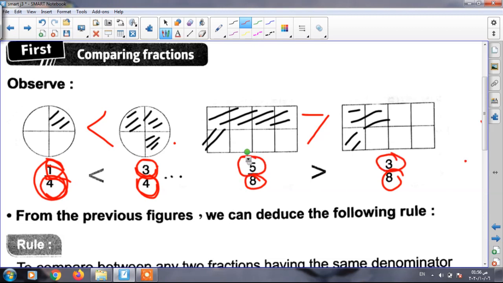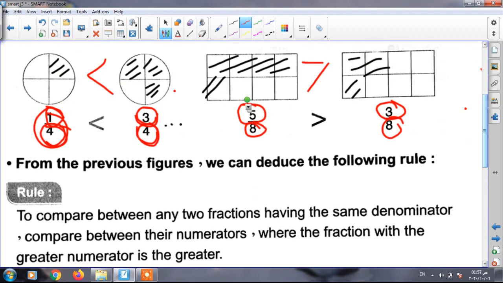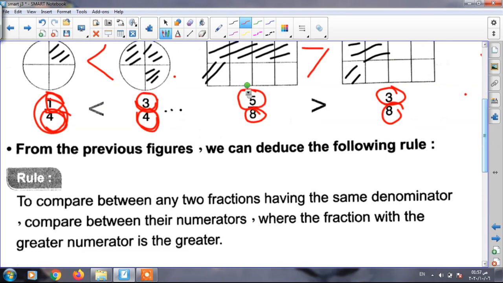Where is the biggest? The biggest is 5. So the fraction 5/8 is greater than 3/8. Again, junior 4, when we compare two fractions, what will I do? I will look at the denominator. If I find the denominator the same, meaning the two fractions have the same denominator, what will I do? I will compare their numerators. So the fraction with the greater numerator is the greater. Okay, look here.